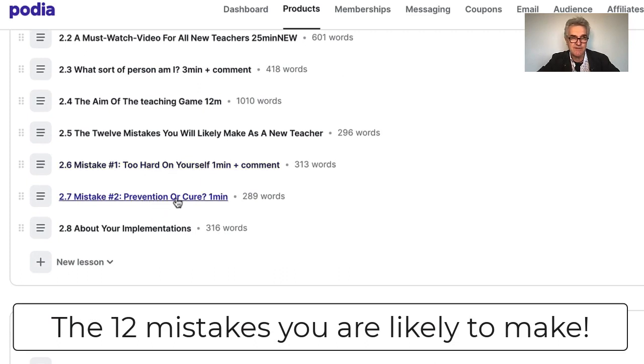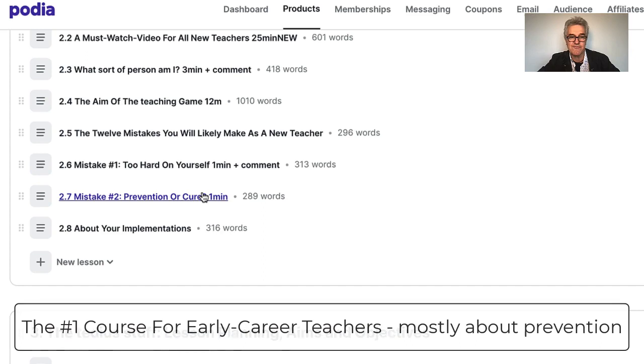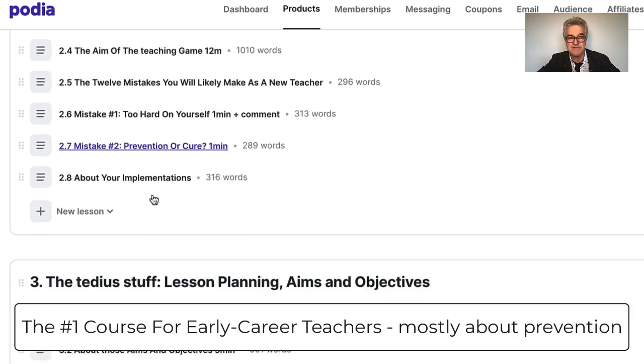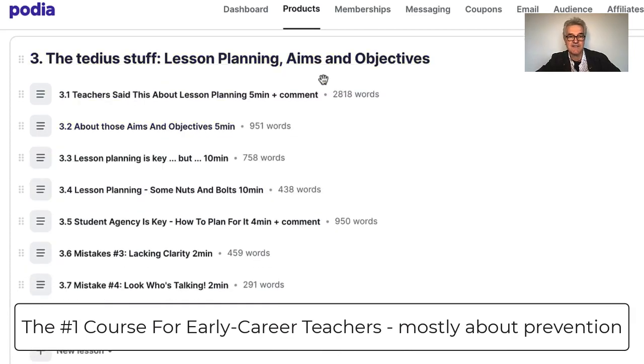See, the problem with most student management tips is that they're talking about a cure, but really we need to go for prevention. This course, the number one course for early career teachers, is really more about prevention. There is a bit of cure to it as well, but if we can set things up so as kids aren't misbehaving, then that's the ultimate management. Okay, the tedious stuff, lesson planning, aims and objectives.